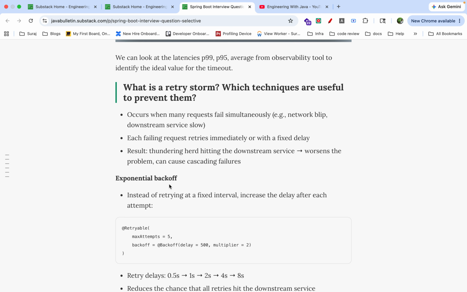So the good thing to do here is we should have an exponential backoff. So the retries happen not with a fixed delay, but with an exponential time.